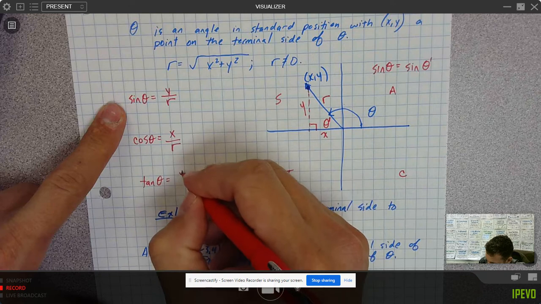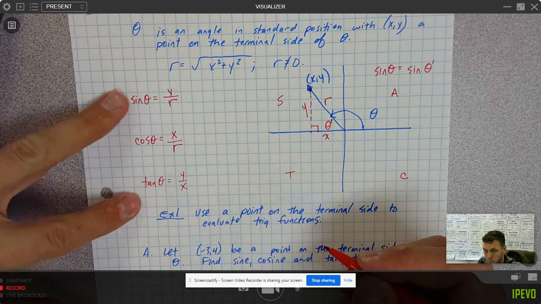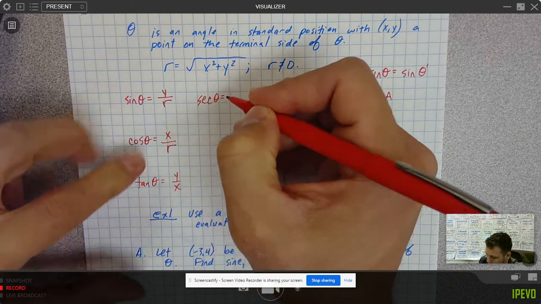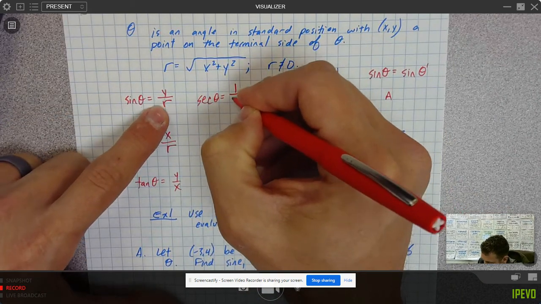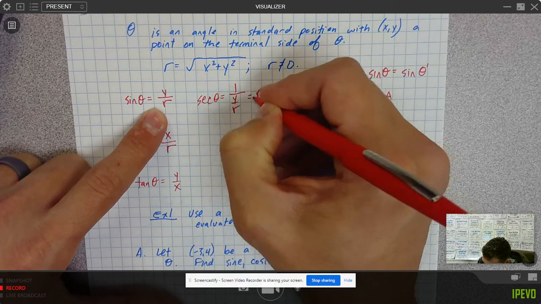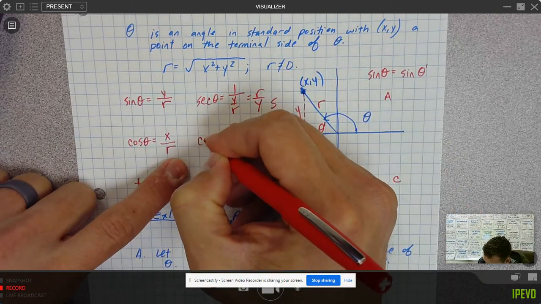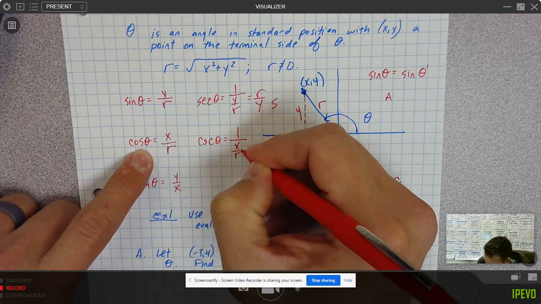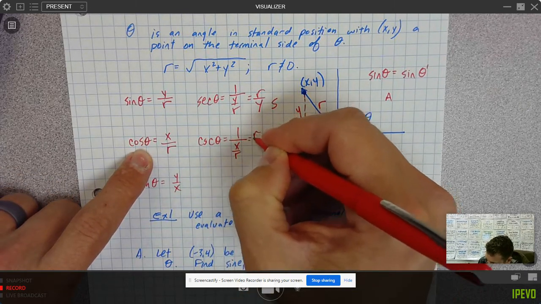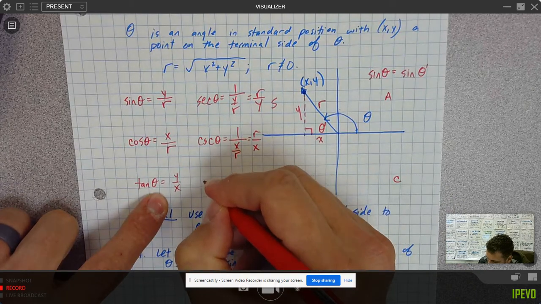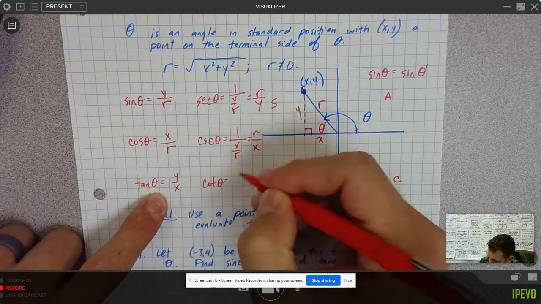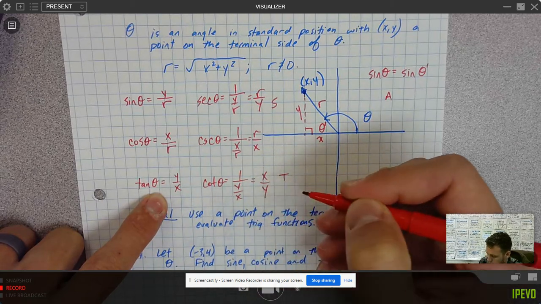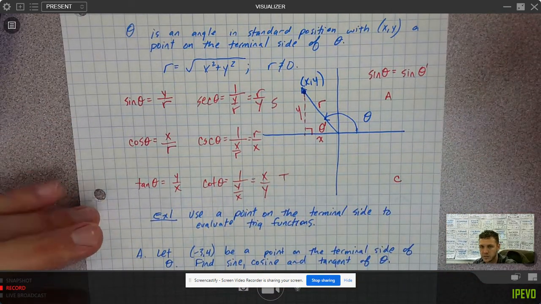If we know these, then we can also find their reciprocal functions. The secant of theta is 1 over the cosine, which equals r over x. Cosecant of theta is 1 over the sine, which simplifies to r over y. And cotangent is the reciprocal of tangent, which is 1 over y over x, which simplifies to x over y. So we can evaluate our six trig functions using these.